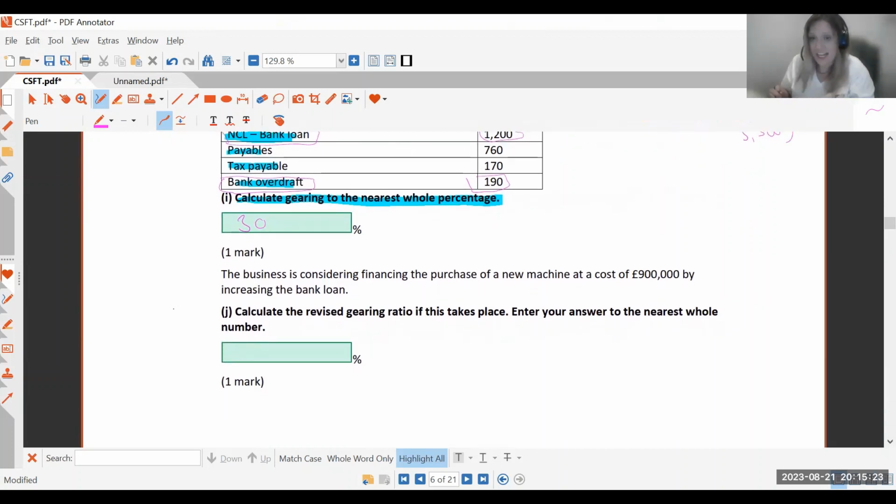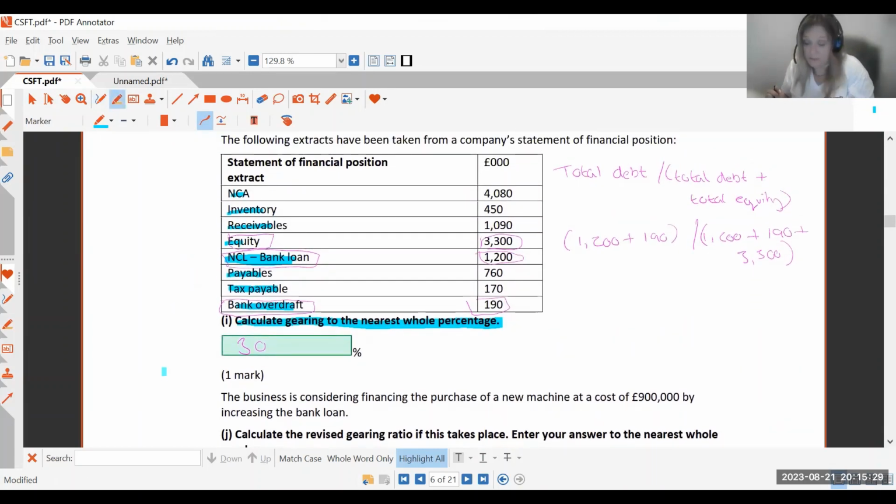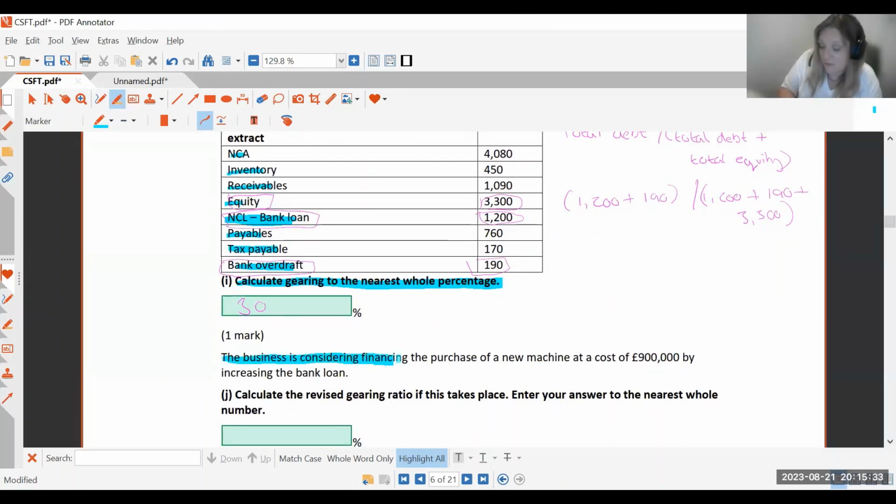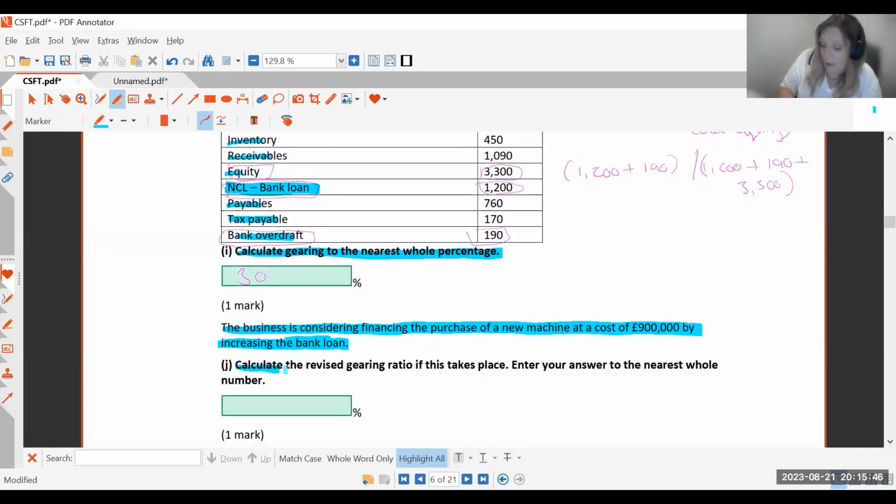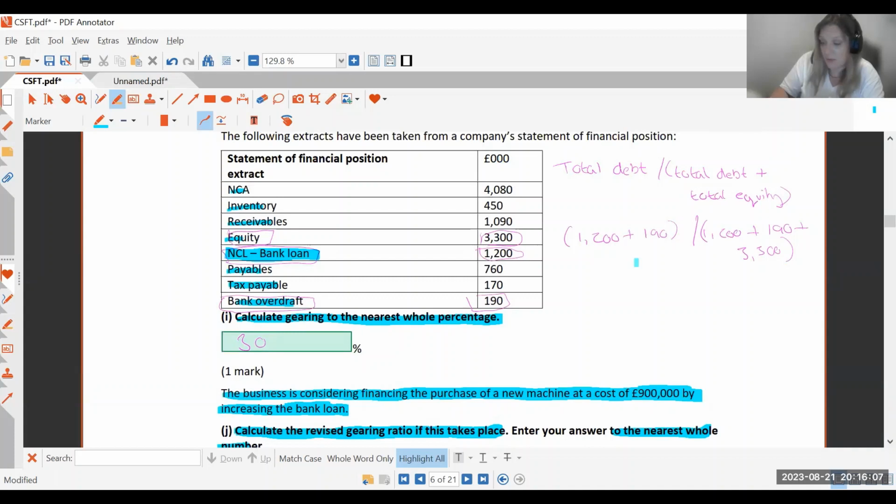Now we're going to change things up a little bit. We're using the same extract from the statement of financial position, but we're told the business is considering financing the purchase of a new machine at a cost of £900,000 by increasing the bank loan. Now, remember, our bank loan was part of our total debt. And we're asked to calculate the revised gearing ratio if this takes place, to the nearest whole number. So if they increase the bank loan by £900,000, all we need to do here is add this £900,000 on to our total debt on either side.